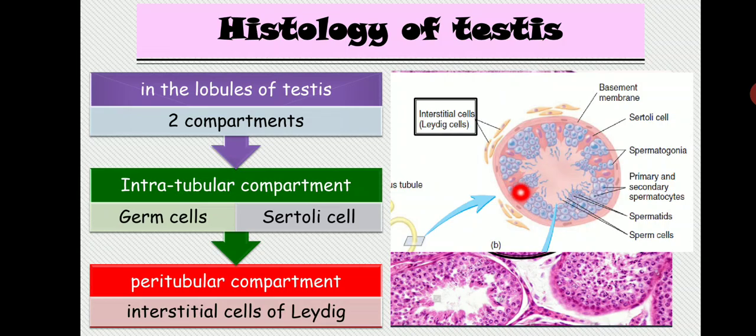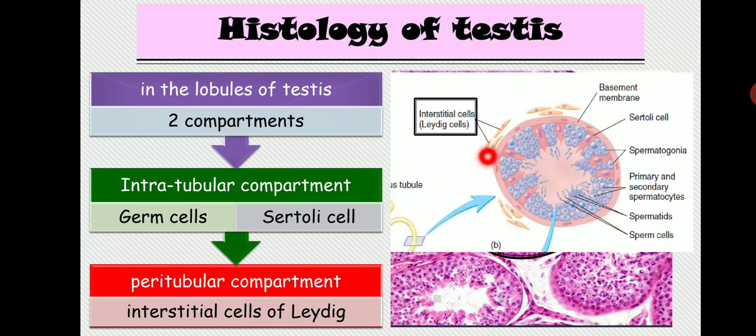This one is the tubular compartment. Inside this tubular compartment, this blue colored portion is the germ cells: spermatogonia, primary and secondary spermatocytes, then spermatid, and finally the sperm cell. In between, you can see pink colored, very large cells, that is the Sertoli cell. So basically inside the tubular compartment there are two types of cell. One is the Sertoli cell, another one is the germ cell.